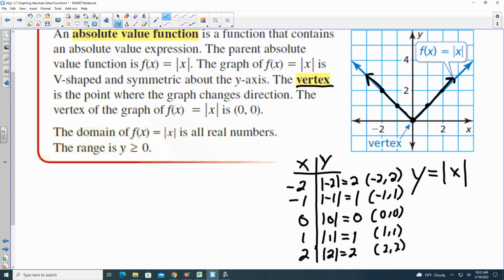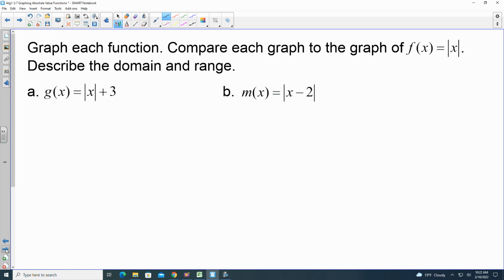Sometimes discovering what the vertex is may be an easy task. Sometimes it is not as easy of a task. So what I want us to hone in on and identify is, I only really want you to pay attention to graphing the function. I'm not as concerned about you comparing. I'm not as concerned right now about you describing the domain and range. I really want you to understand how to graph the function.